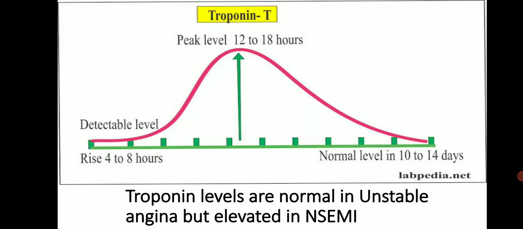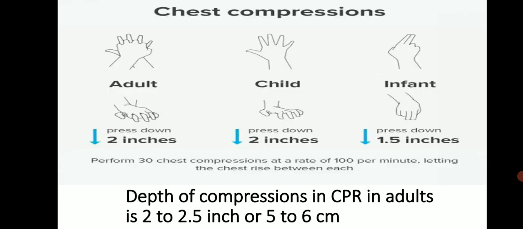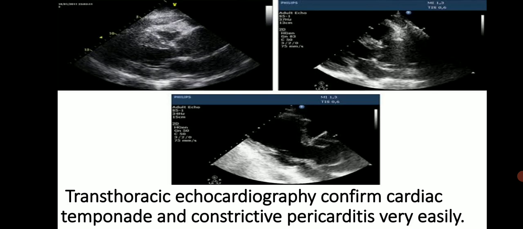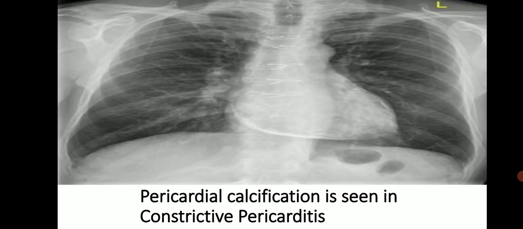Troponin levels are normal in unstable angina but elevated in non-ST elevated MI. Depth of compressions in CPR in adults is 2 to 2.5 inches or 5 to 6 centimeters. Transthoracic echocardiography confirms cardiac tamponade and constrictive pericarditis very easily. Pericardial calcification is seen in constrictive pericarditis.